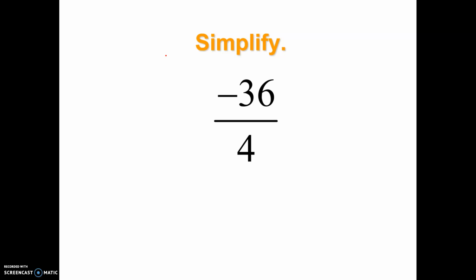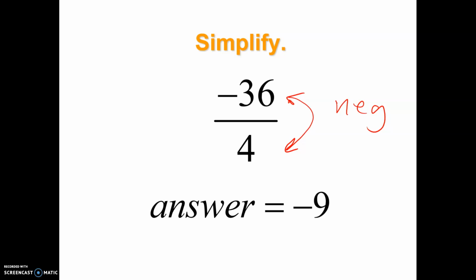Okay, so when we look at this one, we've got same sign positive, different sign negative. So we know our answer is going to be negative. And 36 divided by 4 is 9, so our answer is going to be -9.